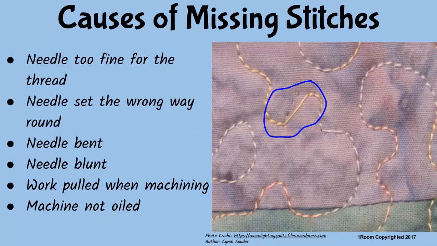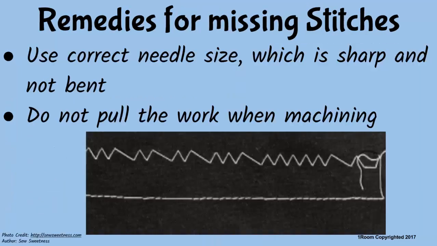Exactly. For missing stitches faults, causes may include using a needle that's too fine for threading, bent, blunt, and set the wrong way round. Pulling the work when machining and failing to oil your machine are also possible causes of missing stitches. Therefore, the solutions would be similar as in correcting thread breakings, I guess. And I agree. In addition, use the correct size of the needle and oil your machine.